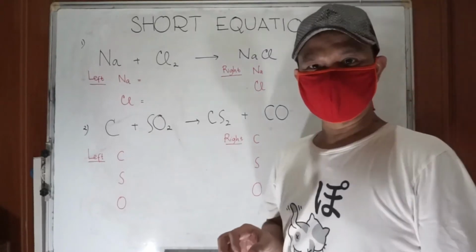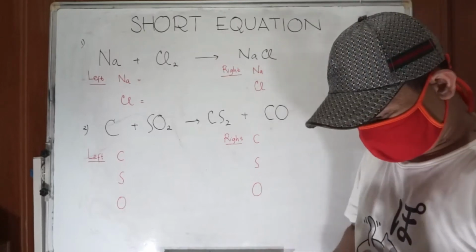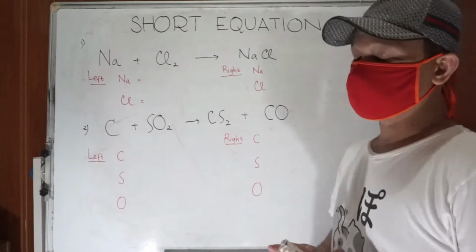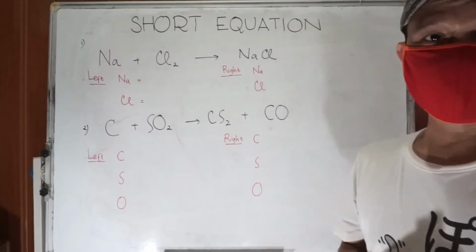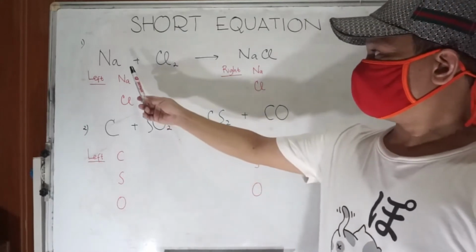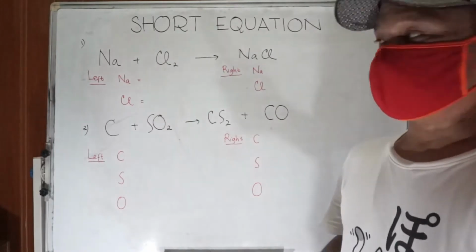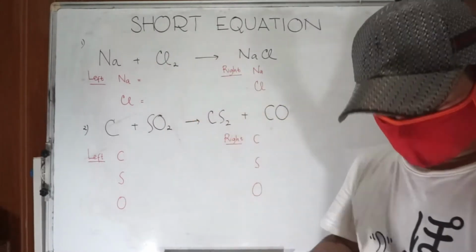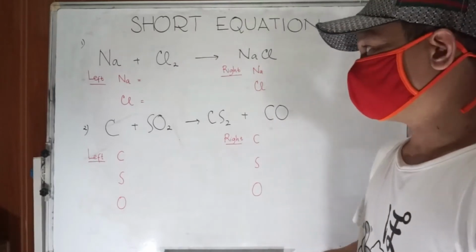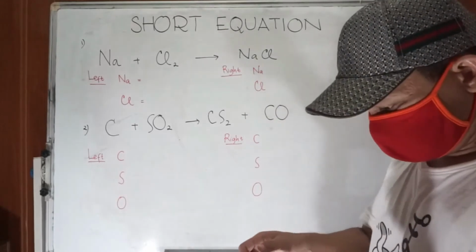Okay, so then we are going to discuss about how to balance a short equation. As I informed before on the previous slide, the short equation maximum consists of 4 molecules, right? So for sample number 1, 1, 2, 3 molecules, right? There are 2 items, right? Okay, to balance this equation, you have to list all the elements for left side and the right side.